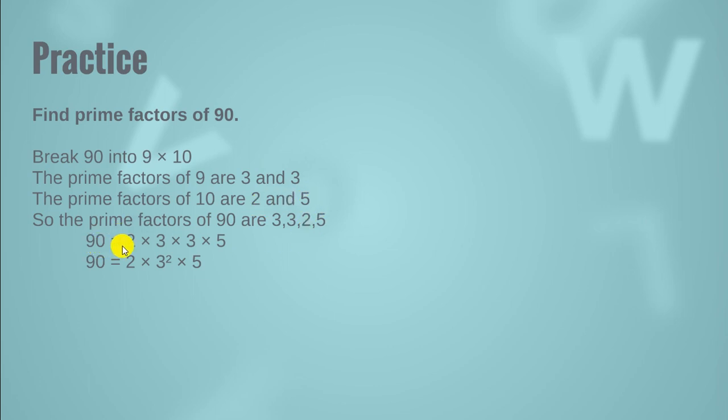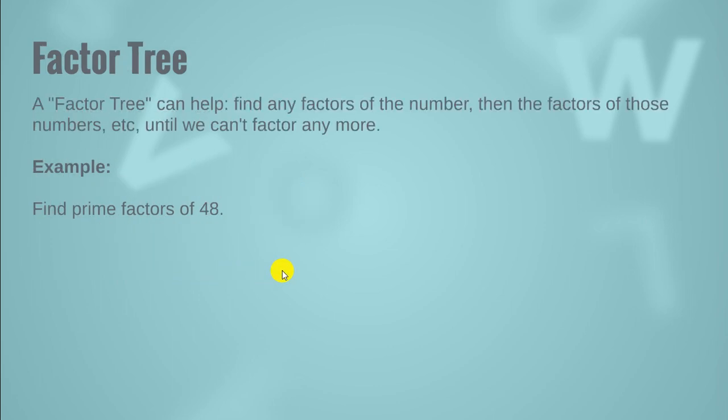Here you can write 90 is equal to 2 multiplied by 3 multiplied by 3 multiplied by 5, and you can use exponents. 90 is equal to 2 multiplied by 3 squared multiplied by 5. This is your answer. Now, a factor tree. What is a factor tree? A factor tree can help find any factors of the number, then the factors of those numbers, and so on, until we can't factor any more. For example, find the prime factors of 48.